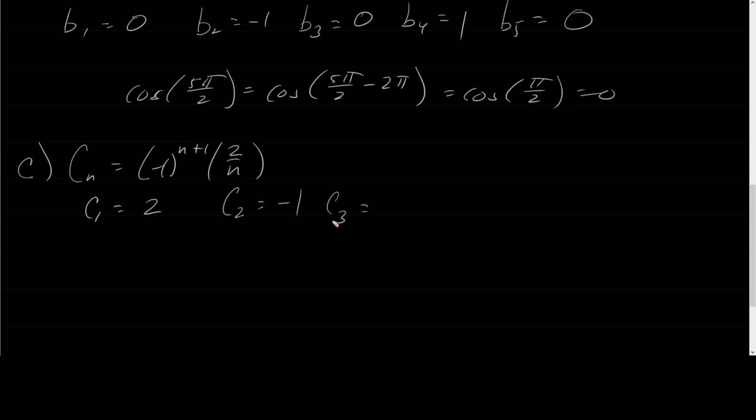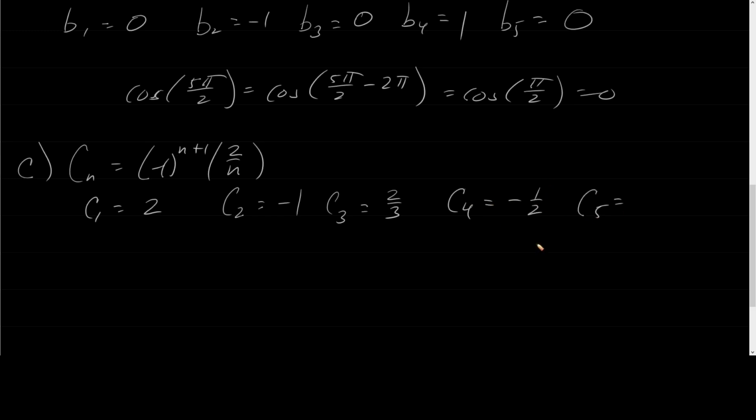C sub 3. Plug in 3. 3 plus 1 is 4. Negative 1 to the fourth is positive 1. 2 over 3 is 2/3, so I end up with positive 2/3. C sub 4. Plug in 4. 4 plus 1 is 5. Negative 1 to the 5 is negative 1. 2 over 4 is 1/2.